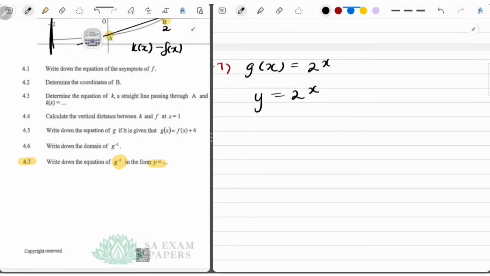Then first you're going to swap x and y. So in place of y, I'm going to put x, and 2 to the power of, in place of x, I'm going to put y. Then I'm going to make y the subject.